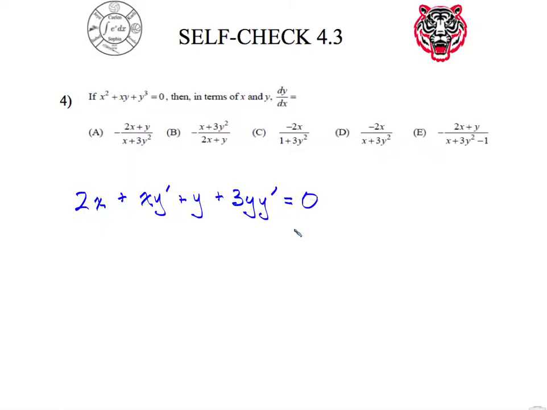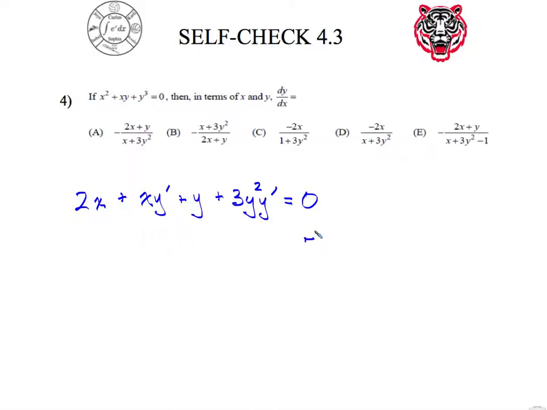Equals zero. I got 3y squared. Me too. Yeah, it is 3y squared, because it goes down one power. All right, so finally, I need to get my y primes by themselves, so what am I going to do here? Subtract 2x. Subtract y.